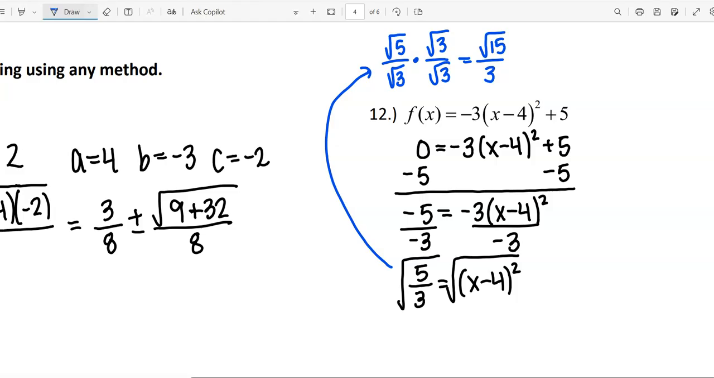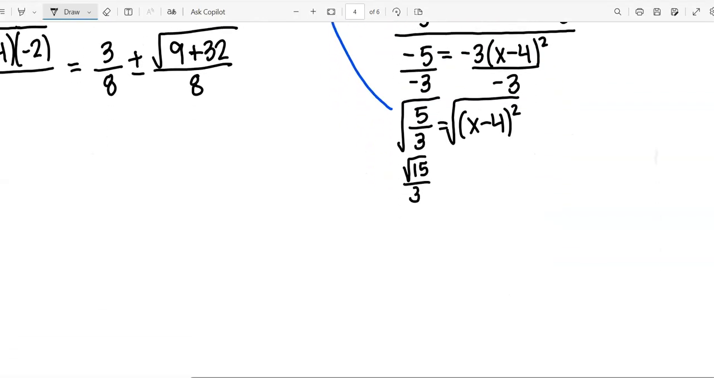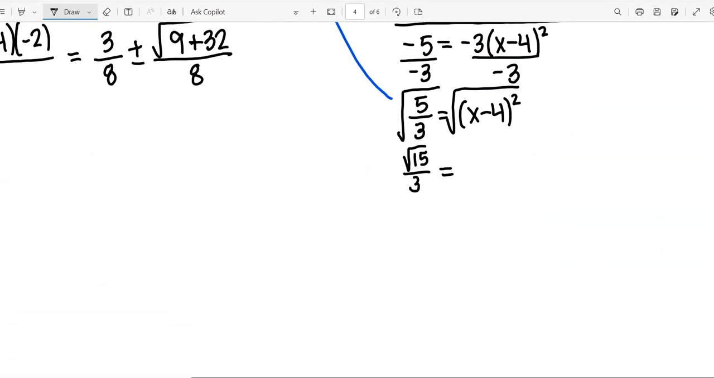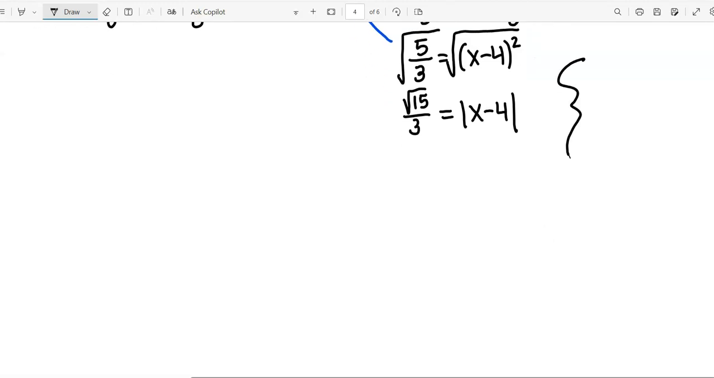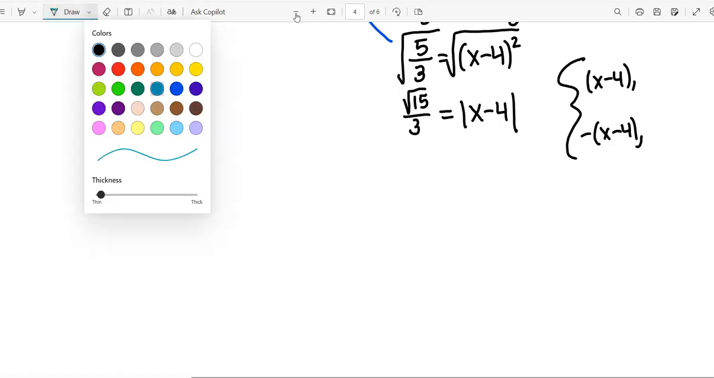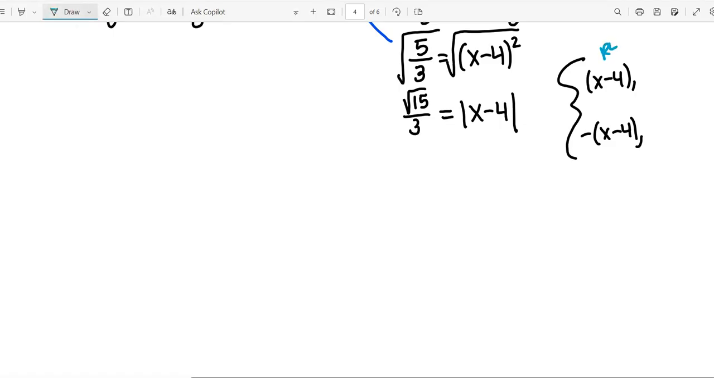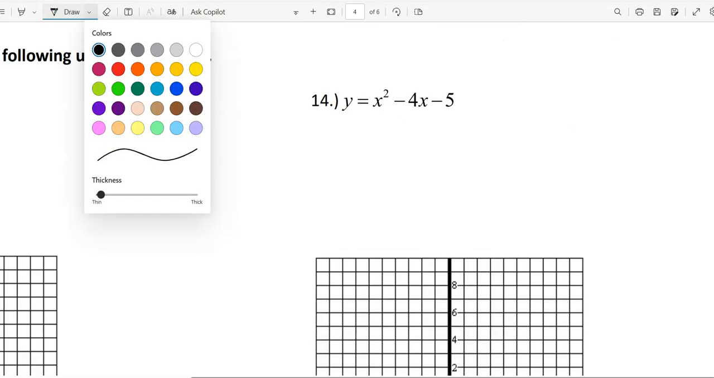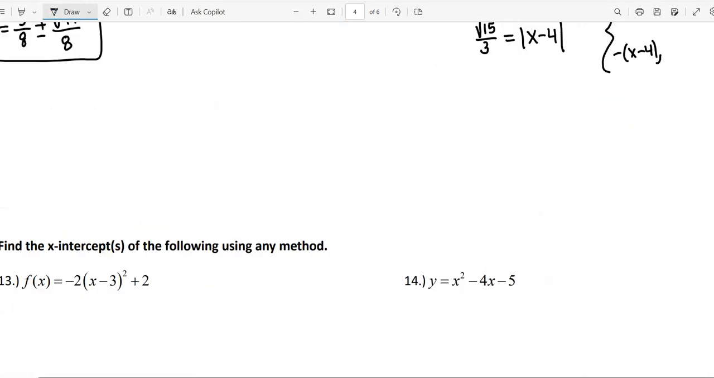So in our next step, we're going to replace that left side with the square root of 15 over 3. The 3 is on the denominator. It does not have the square root on it. The square root of 15 is in the numerator only. And then that equals what? Absolute value of x minus 4. And that means we are ready for piecewise. So x minus 4, comma, negative x minus 4, comma. The minus 4 means I'm doing what? Right 4. So my first domain will be x is greater than or equal to 4.